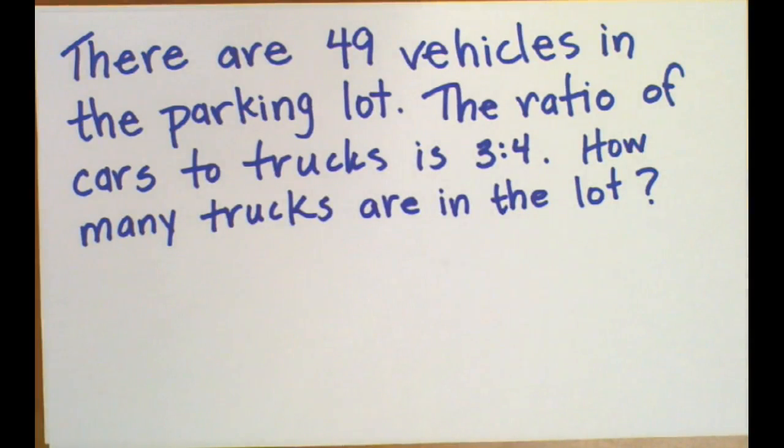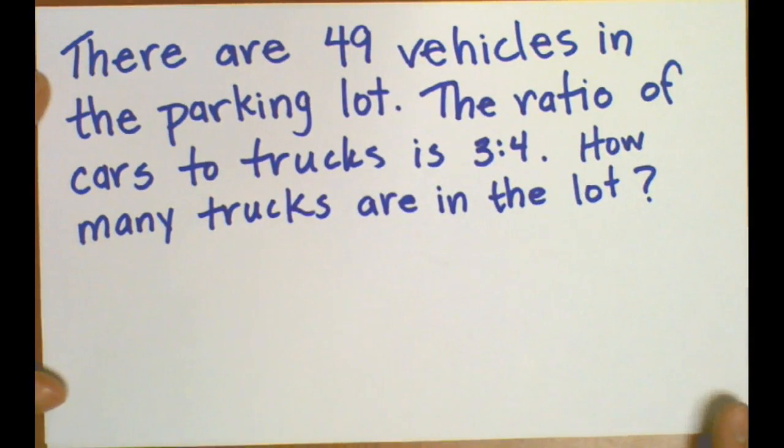So let's take a quick look at another problem, starting from scratch, not using the chips this time, and not bringing in cars and trucks and parking them on the paper. There are 49 vehicles in the parking lot. The ratio of cars to trucks is 3 to 4. How many trucks are in the lot?